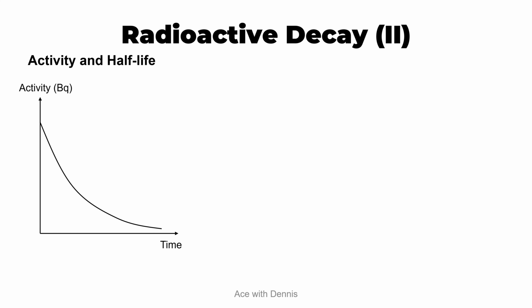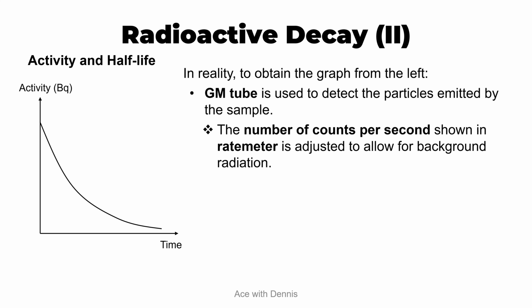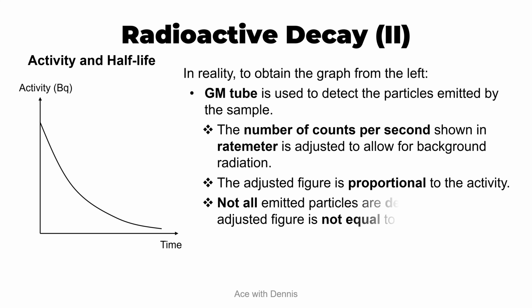This is the activity against time graph that we have discussed on a previous page. In reality, to obtain the graph on the left, a GM tube is used to detect the particles emitted by the sample. The number of counts per second shown on the rate meter is adjusted to allow for background radiation. The adjusted figure is proportional to the activity. However, not all emitted particles are detected. Hence, the adjusted figure is not equal to the activity.